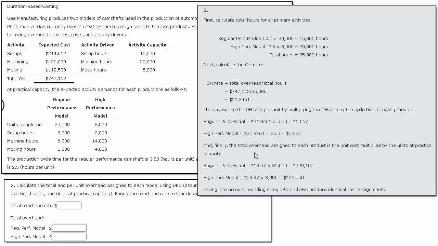So the last step is to calculate the total overhead assigned to each product, which would be the unit cost multiplied by the units at practical capacity. So we take the 10.67 that we calculated here times 30,000 and the 53.37 that we just calculated times the 8,000. And remember, 30,000 is the units completed for the regular performance and the 8,000 for the high performance. So that's where those numbers came into play. And with that, you can see that DBC and ABC will produce identical cost assignments.